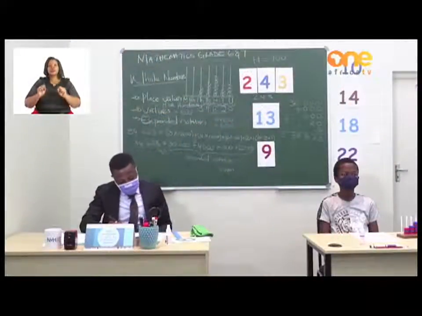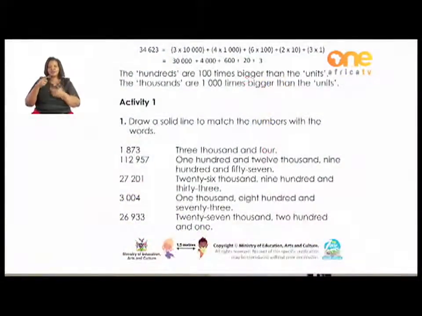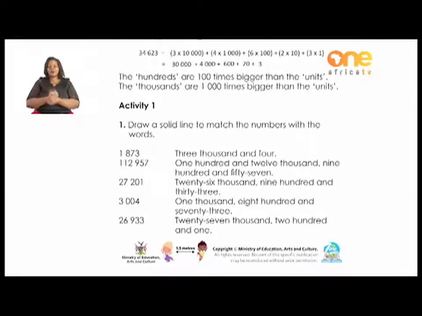Okay, let us now do Activity 1 on page 13. We start with number 1. You need to draw a solid line to match the numbers with the words. What you have to do is read the words and then look at the digits or the numbers to see which one corresponds with that statement.